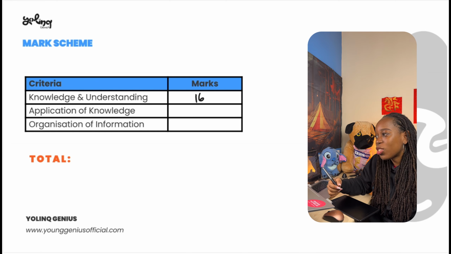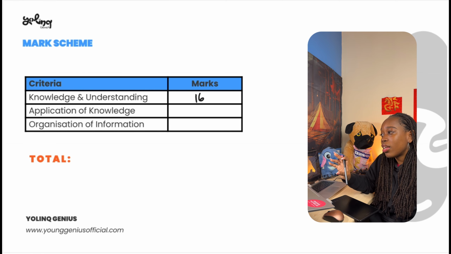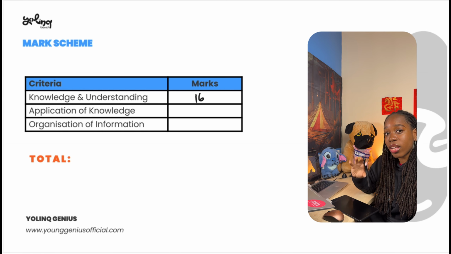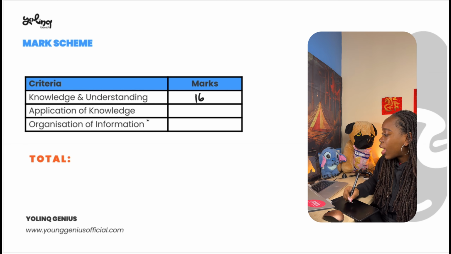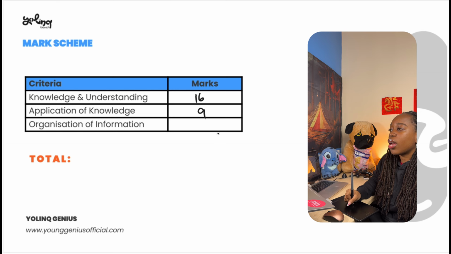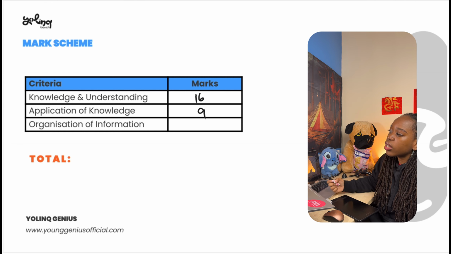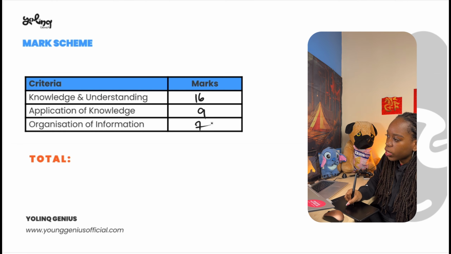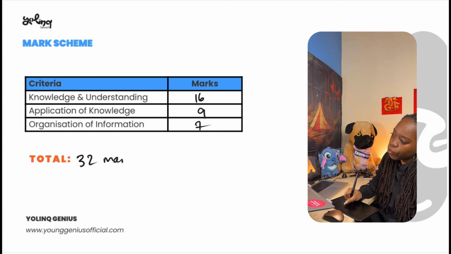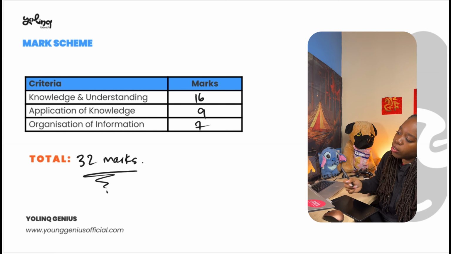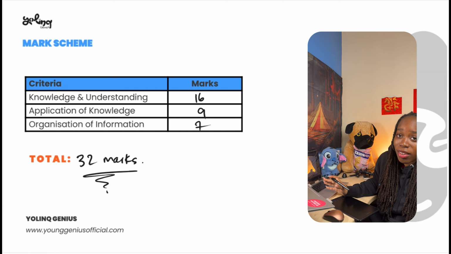Now, application of knowledge is how well you can actually relate the themes and use quotes from the text in your essay to support your point, and you're given 9 marks for that, right? And so if you can properly apply the quotes to your point and they're relevant, then that's how they judge application of knowledge. As for organization of the information, you're given 7 marks for that, and that's basically how well you have organized your essay, right? So in total, that should be 32 marks for your essay, right? That's how you get marks.